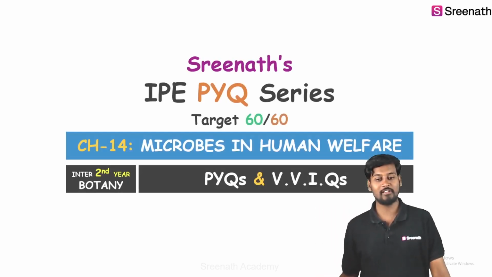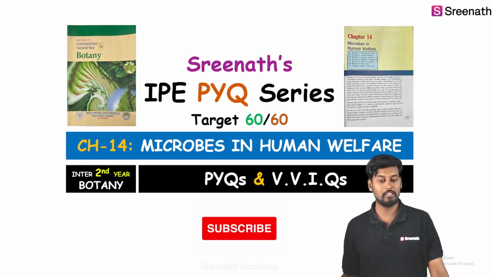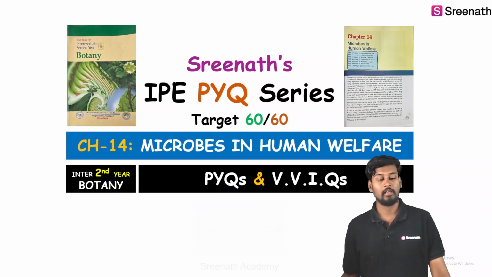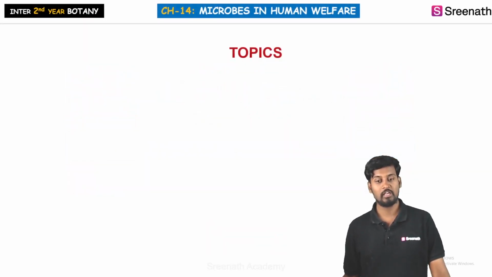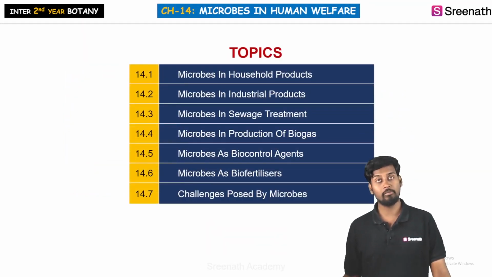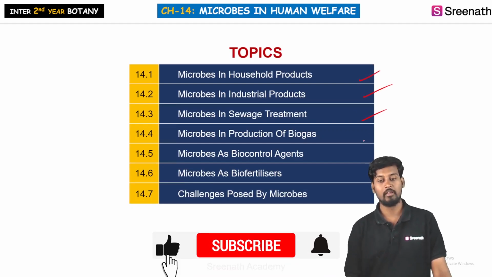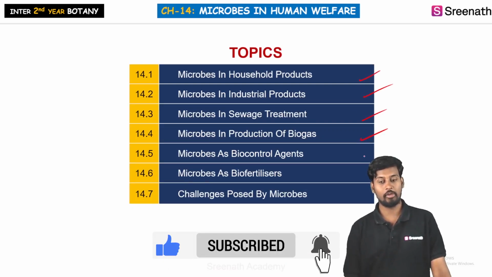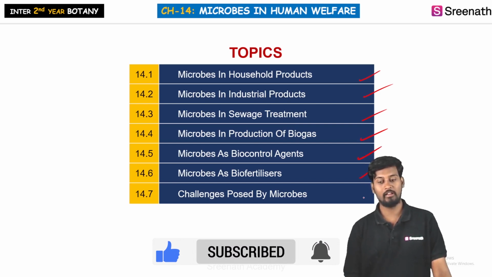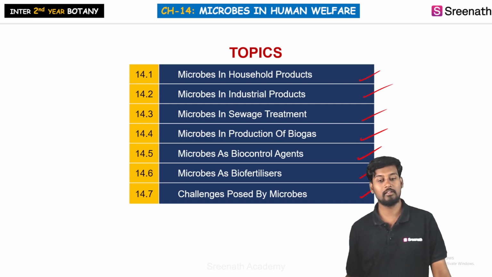Today we are going to discuss the NEET PYQ series of the 14th chapter, that is Microbes in Human Welfare. This series is called PYQ or very important question series. The topics are microbes in household products, industrial products, sewage treatment, the production of biogas, and their use as biocontrol agents, biofertilizers, and also as a challenge posed by microbes.